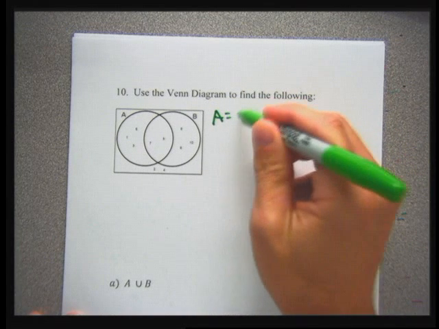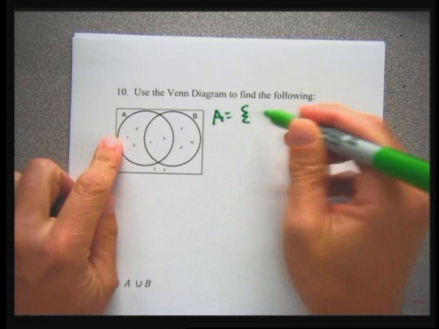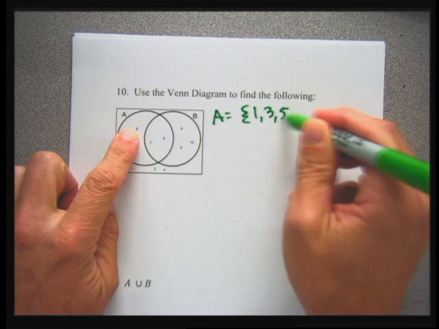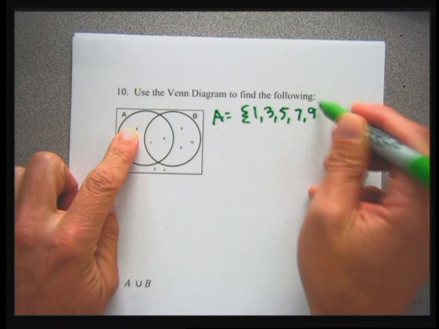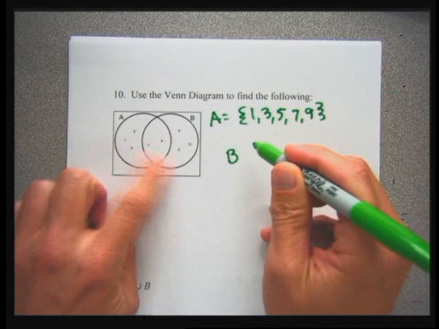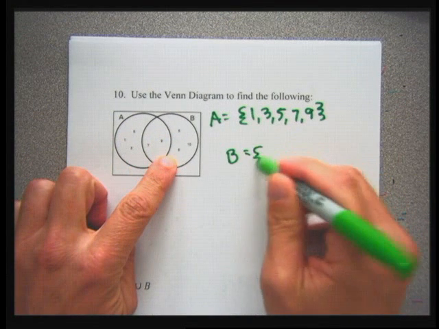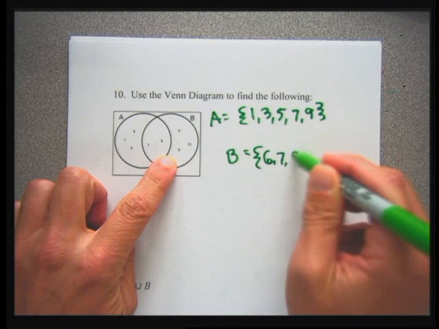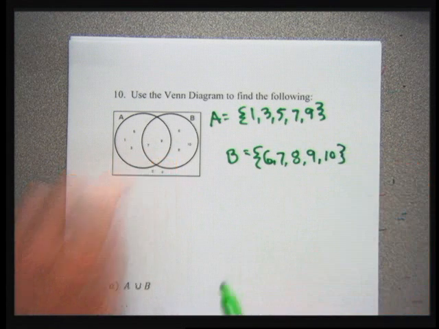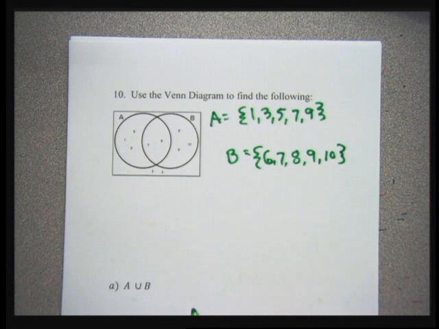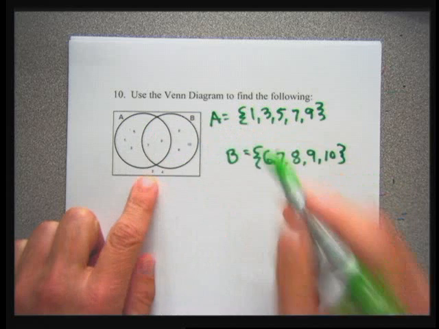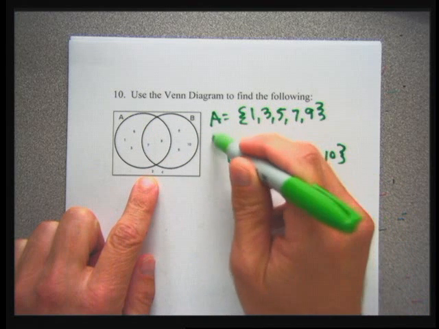A is anything in the A circle, which is the numbers 1, 3, 5, 7, and 9. B is anything in the B circle, which is 6, 7, 8, 9, and 10. The prime would be the rest of the universe. The universe in this problem contains the numbers 1 through 10. I can see any number between 1 and 10.